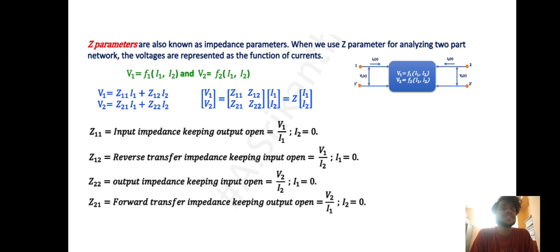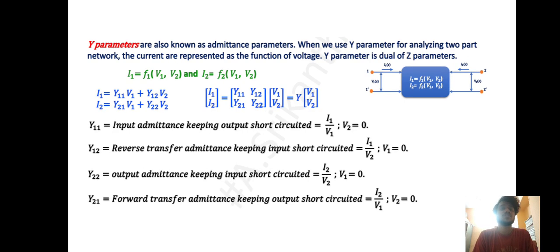Z11 equals the input impedance keeping output open, equals V1 by I1, where I2 equals 0. Z12 equals the reverse transfer impedance keeping input open, V1 by I2, where I1 equals 0. Z22 equals the output impedance keeping input open, V2 by I2, where I1 equals 0. Z21 is the forward transfer impedance keeping output open, V2 by I1, where I2 equals 0.